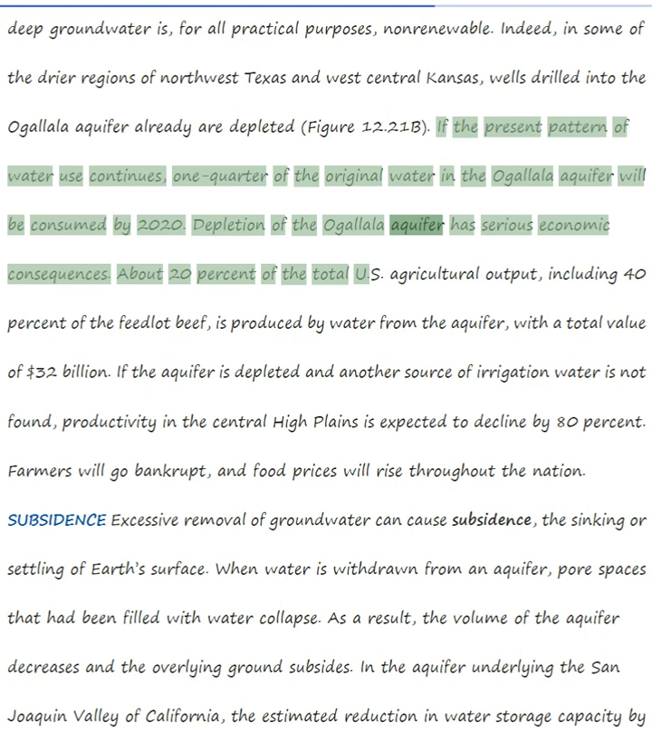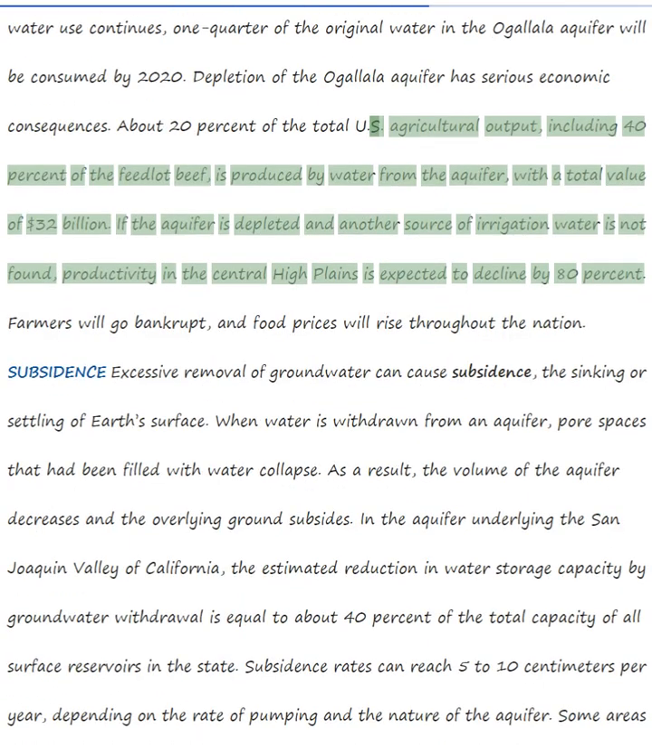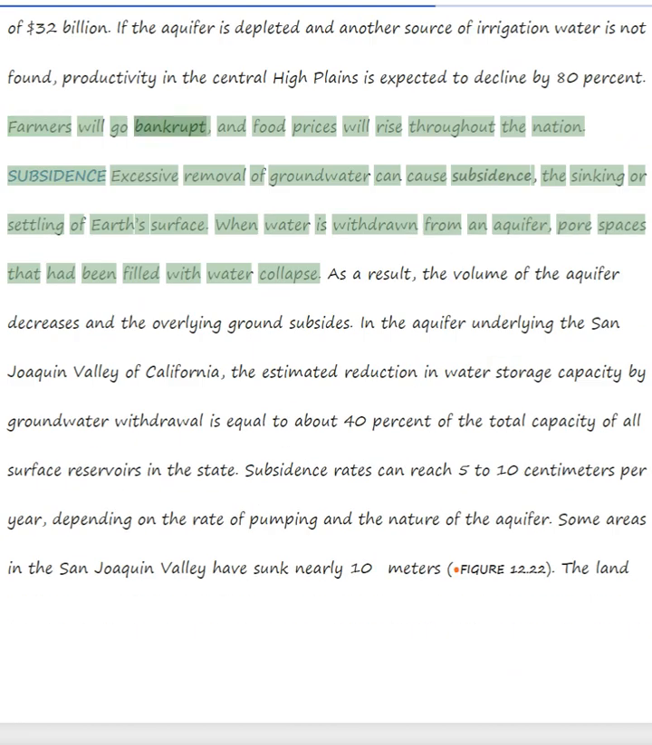Depletion of the Ogallala Aquifer has serious economic consequences. About 20% of the total U.S. agricultural output, including 40% of the feedlot beef, is produced by water from the aquifer, with a total value of $32 billion. If the aquifer is depleted and another source of irrigation water is not found, productivity in the Central High Plains is expected to decline by 80%. Farmers will go bankrupt, and food prices will rise throughout the nation.